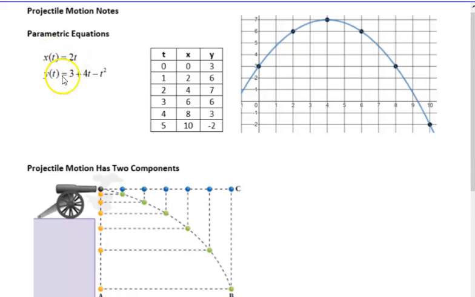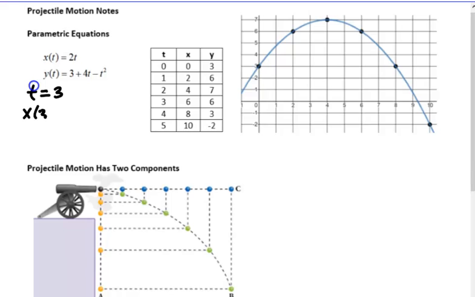So here are my two equations. Here's a table of values that goes with these equations, and here's the graph of this relationship. So let me show you how this works. Let's say, for example, t equals 3. So in other words, maybe t represents 3 seconds. So 3 seconds after this motion starts, or whatever it is that starts, where is x and y?